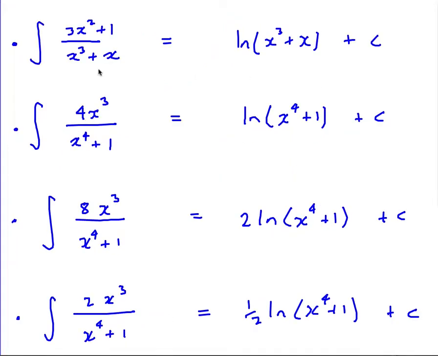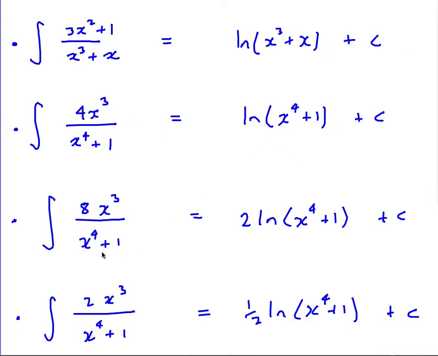Let's have a look at some more. Same idea really. We've got x cubed plus x on the bottom, 3x squared plus 1 on the top. What x cubed plus x will differentiate to is what's on the top. Therefore, I guess ln of x cubed plus x. Same again for this one. x^4 plus 1 differentiates to 4x cubed.